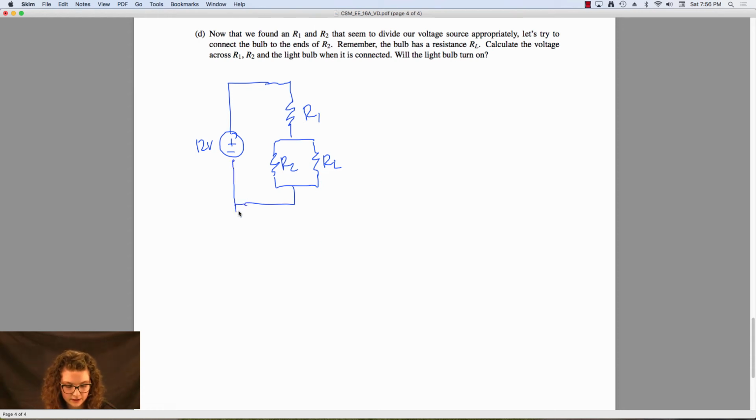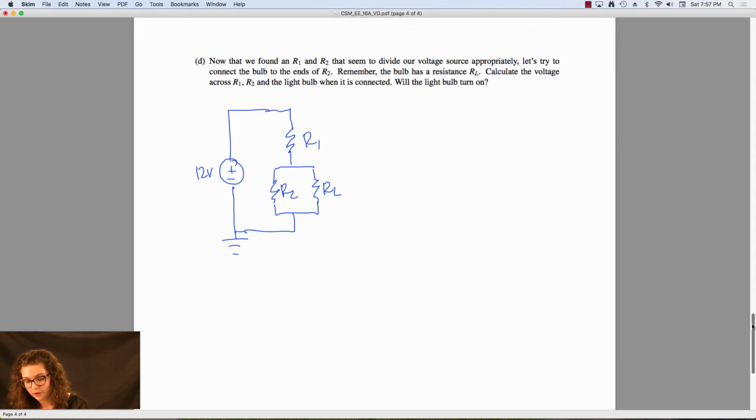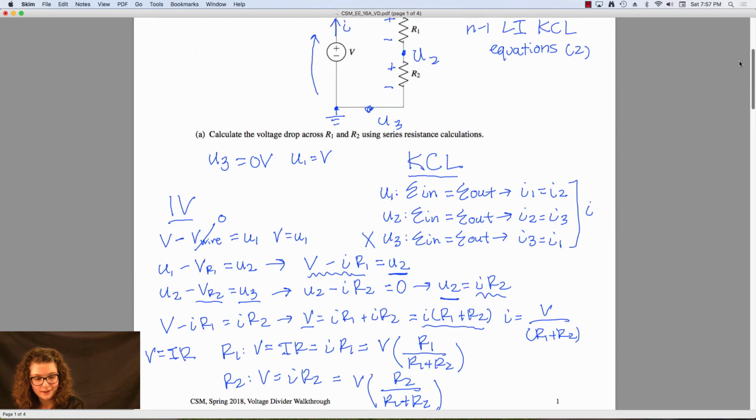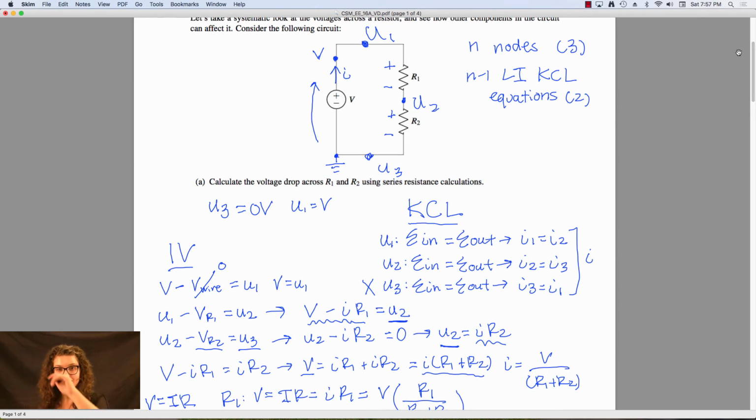I'm going to ground here because, as I said before, I like grounding below the voltage sources, and I hope you will too. Now you notice that this is slightly different than the circuit we had before. In the voltage divider all the way up here, we had one single current going in a clockwise direction.